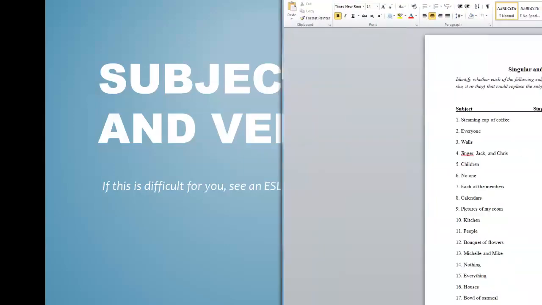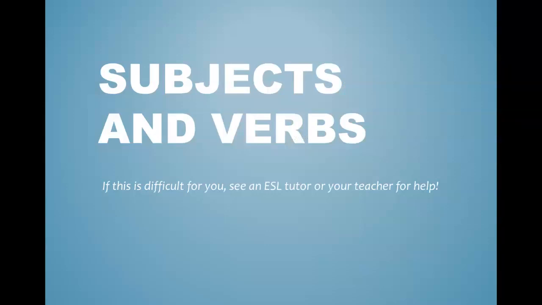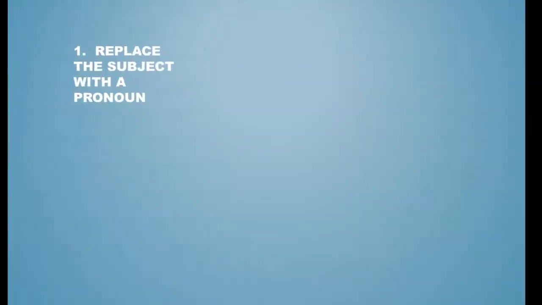And this video is based on this worksheet that you were supposed to have done, which is singular and plural practice, and that was to note whether the noun was singular or plural and what pronoun it should be replaced with. So let's get started. Well, the first thing is when we're working on subject-verb agreement, we want to replace the subject with a pronoun. And the subject pronouns we can use are I, you, he, she, it, we, or they. Okay, and this will help us determine if the verb agrees.